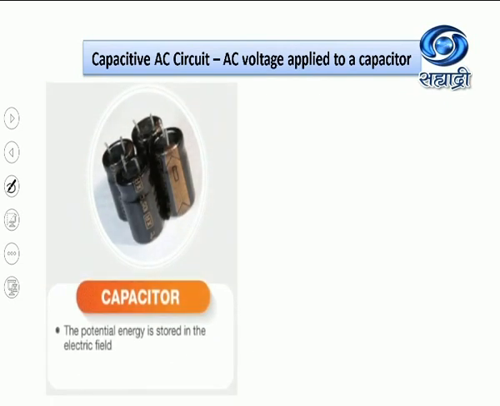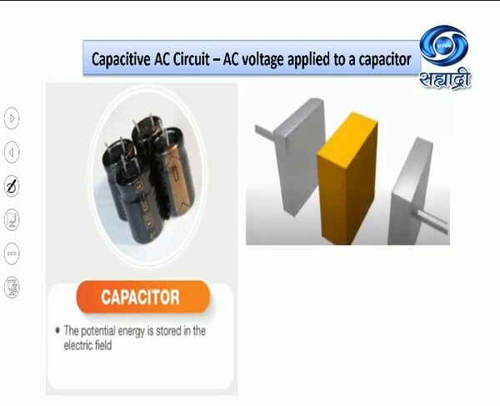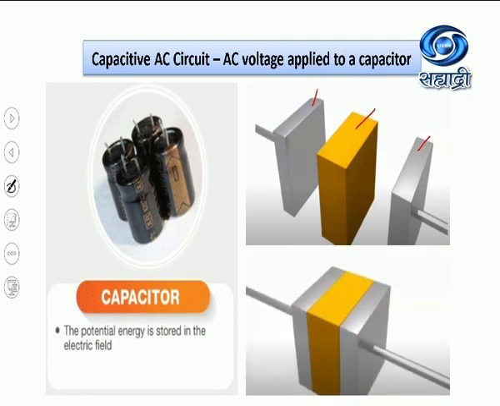What is a capacitor? A capacitor is a device which stores the charge, and the energy, potential energy, is stored in the electric field in the capacitor. In the electrostatics chapter, you have learned in detail what a capacitor is. To revise the basic structure, there are two plates and the gap between the two plates is either filled with a dielectric medium or air. So this is the simplest way to show the construction of the capacitor.